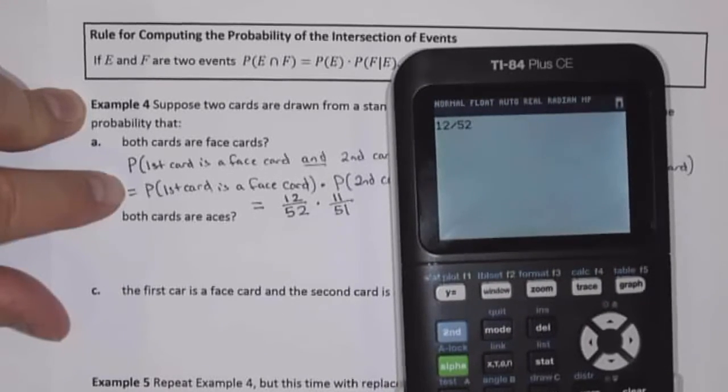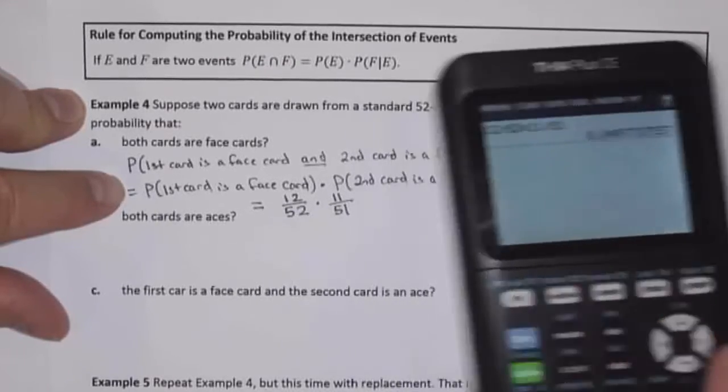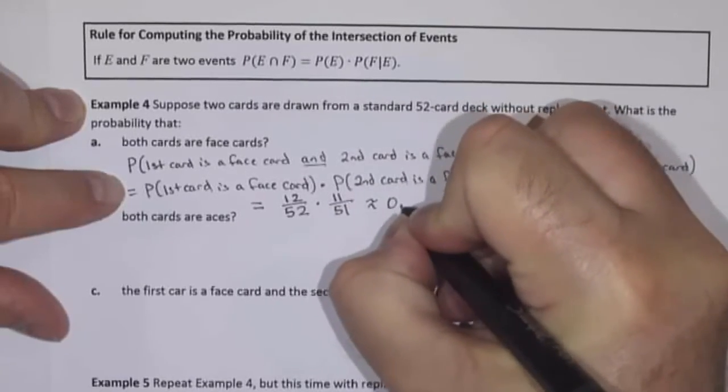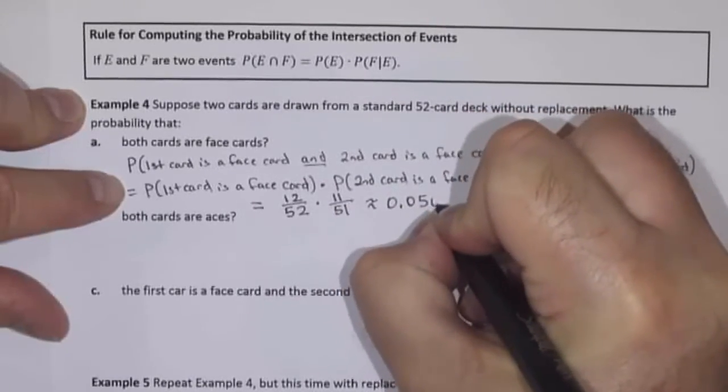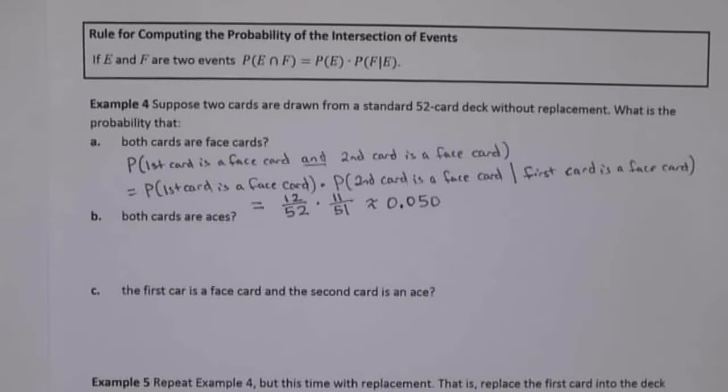12 out of 52 times 11 out of 51, that is about a 0.050 probability if we round to 3 places. So this is going to be approximately 0.050. So the probability will be 0.050 that both cards will be face cards.